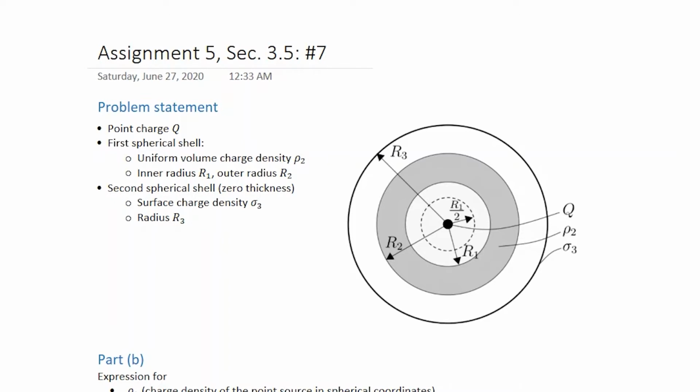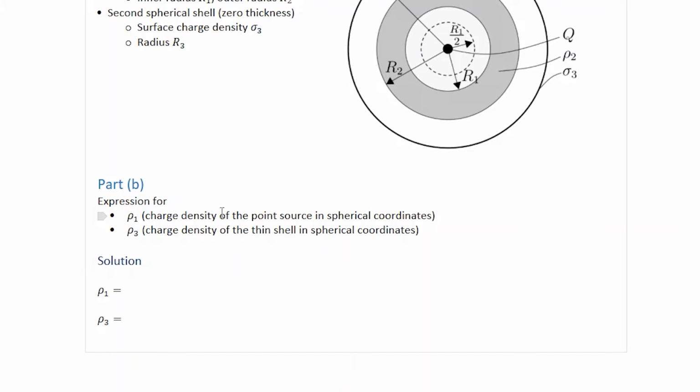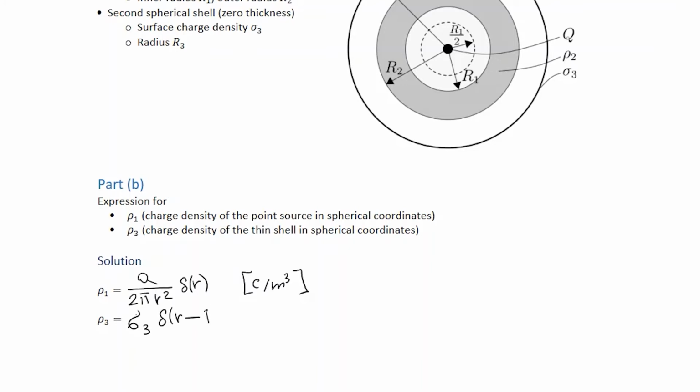The first calculation part of this problem asks you to get the expression for ρ1, which is the charge density of the point source, and the answer should be in spherical coordinates. This you can get from one of the tables in assignment 5. This would be q divided by 2 pi r squared delta of r, and this is measured in coulombs per meter cubed. You're also asked for ρ3, which is the charge density of the thin shell, this one, also in spherical coordinates. This would be sigma 3, this one, times delta of r minus the radius of the shell, which is r3. This is also coulombs per meter cubed.